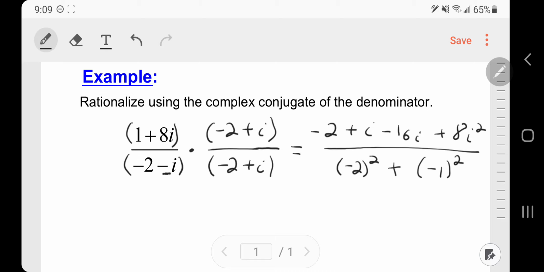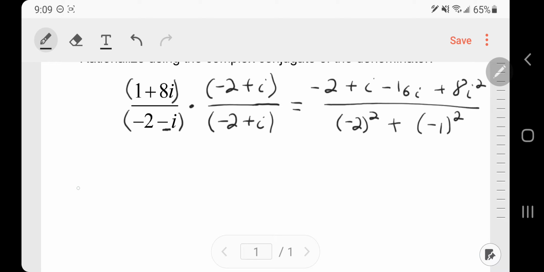Okay, now we're just simplifying this as much as we can. So I'm going to move on down here. Okay, so we have a -2. That's a 1i minus 16i, so that's going to become a -15i.